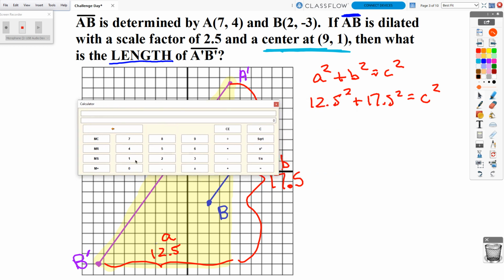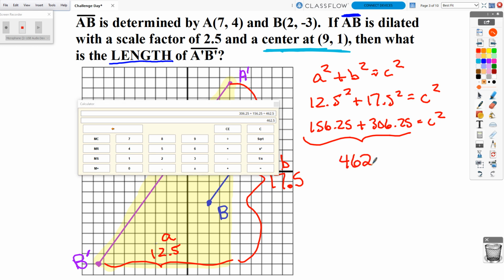So let's see, 12.5 squared, 156.25. Okay, plus 17.5 squared. Let's see, 17.5 squared, 306.25. All right, equals c squared. And then I got to add those together. So I still got my 306.25 stored in there. So plus 156.25. There we go. 462.5. So 462.5 is equal to c squared.